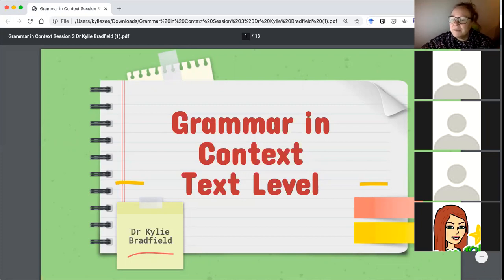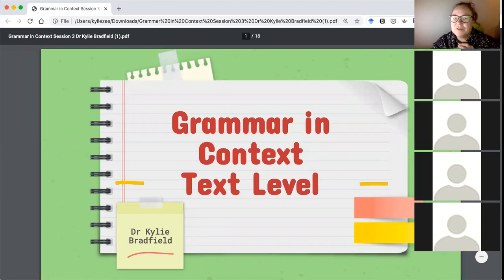If you haven't been here before, to introduce myself quickly, I'm Kylie Bradfield, and I'm from Australia originally, but I work here in Scotland at the University of Stirling, and I teach pre-service teachers all about teaching English. It's an absolute passion, and one of those areas of passion is grammar. I just think it is the most interesting thing in the world, which I try to spread like a virus to my students as well.